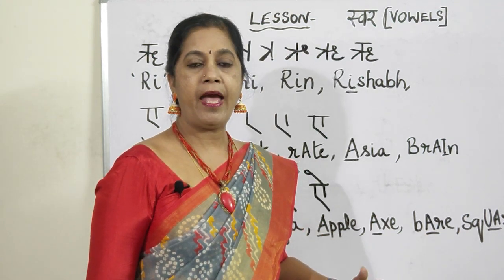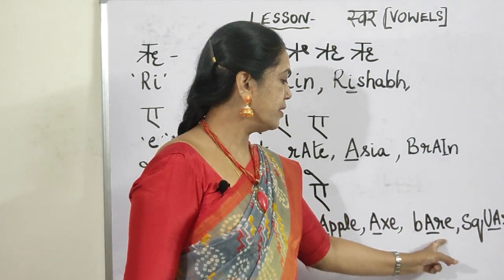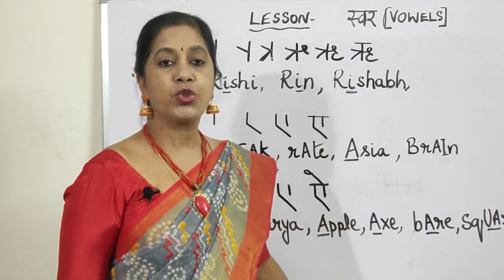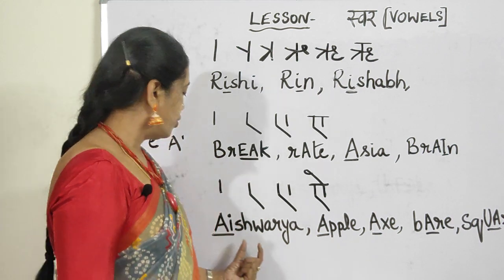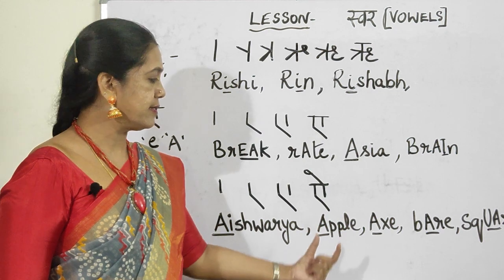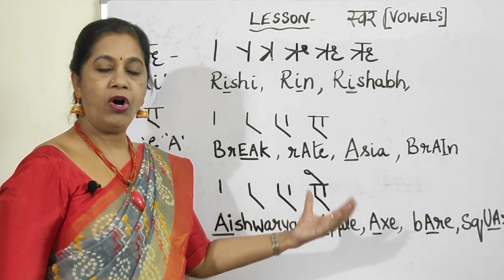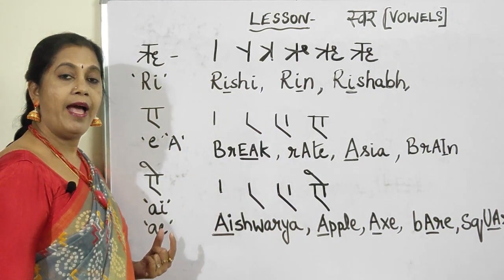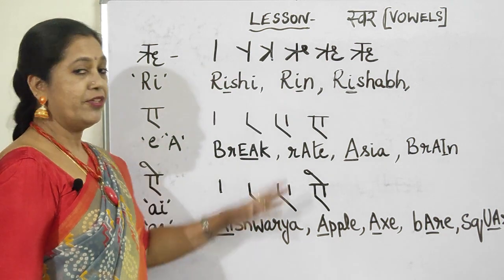Bear, bear. Okay? This is bear. The next one is square, square. It's coming, right? So Aishwarya, apple, axe, bear, square. All are A. You got it? Now this is A. So you should remember these sounds.